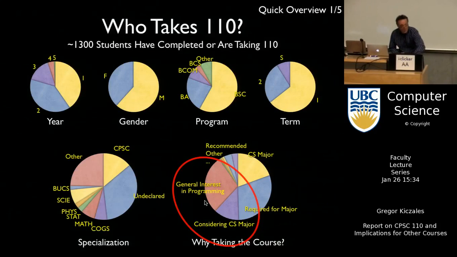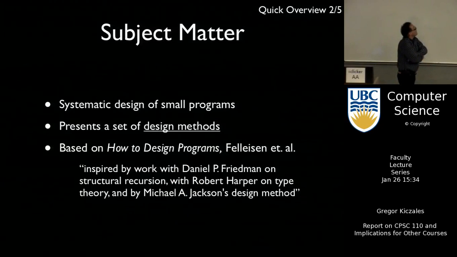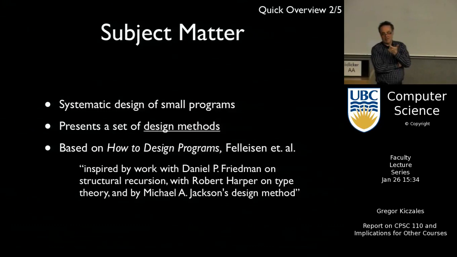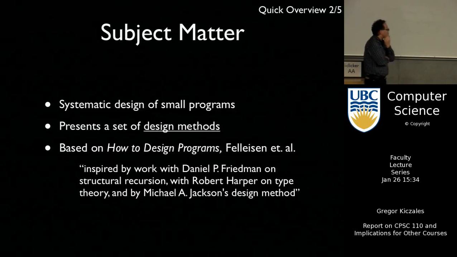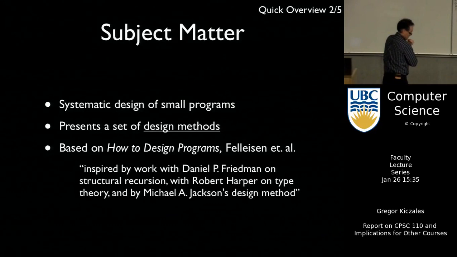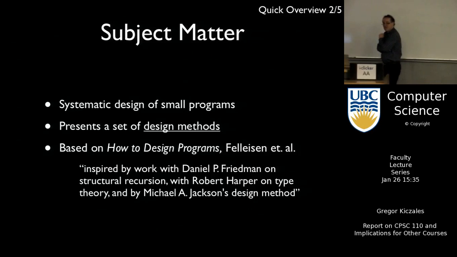Okay, the subject matter. So the course is about systematic design of small programs. And the thing that distinguishes it most from other courses you may have seen, and that I'm going to try to give you a sense of today, is that it teaches design method. It's a design method course. It's based on the How to Design Programs book by Felleisen and a bunch of other people. And that book is basically based on circa mid-90s state-of-the-art work in structural recursion types and Michael Jackson's design method. And since then, there's been some stuff added having to do with agile programming.